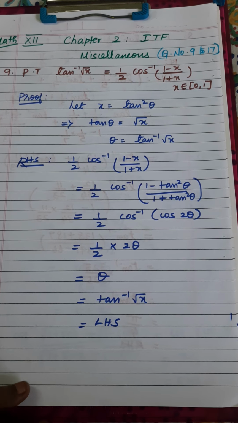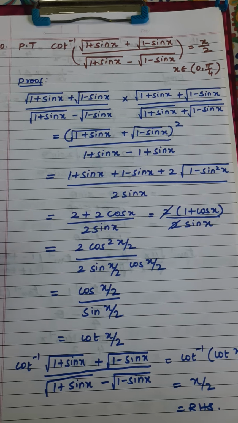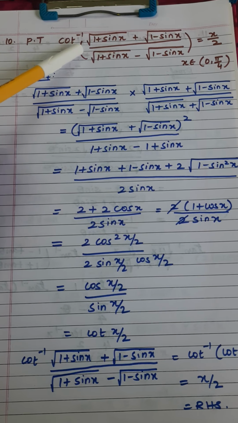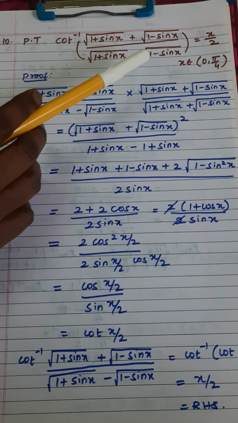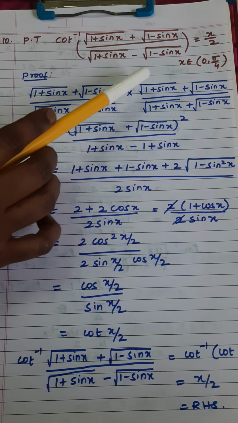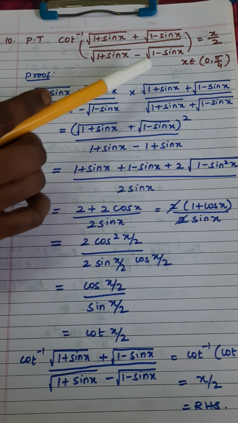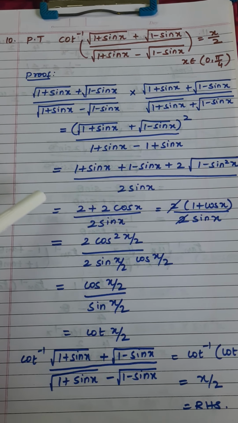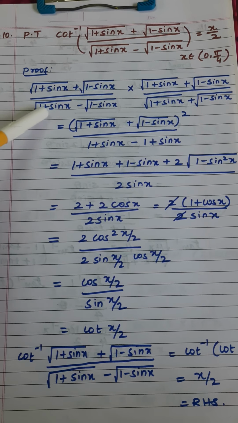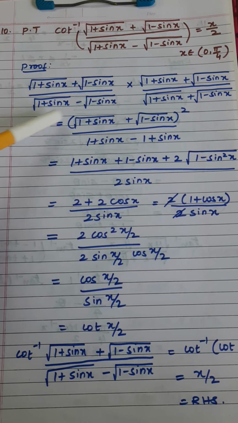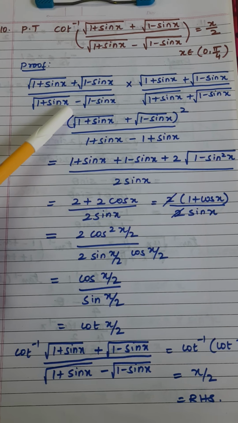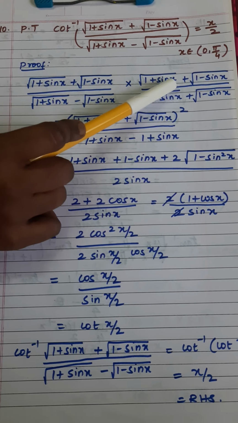Now we will see question number 10. Question number 10. Prove that cot inverse of (root of 1 plus sin x plus root of 1 minus sin x) by (root of 1 plus sin x minus root of 1 minus sin x) equals x by 2. X belongs to (0, pi by 4). Now we will take this expression alone. We are going to rationalize the denominator by multiplying and dividing with its conjugate. Conjugate means we need to change the sign. Here minus, so here plus.